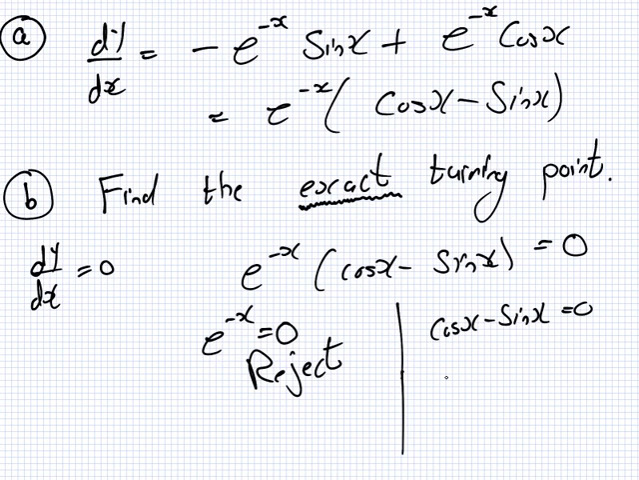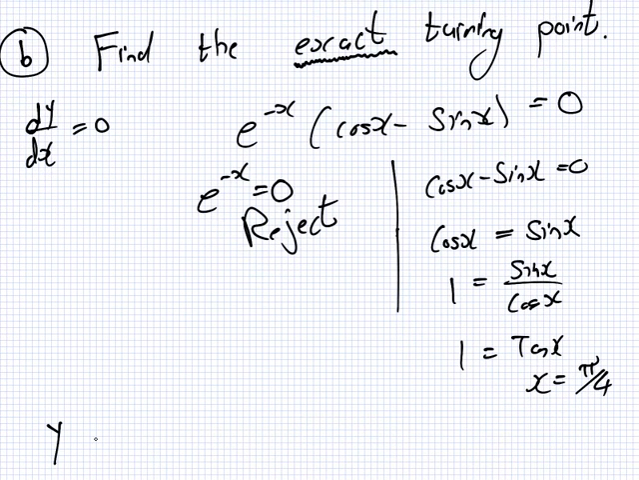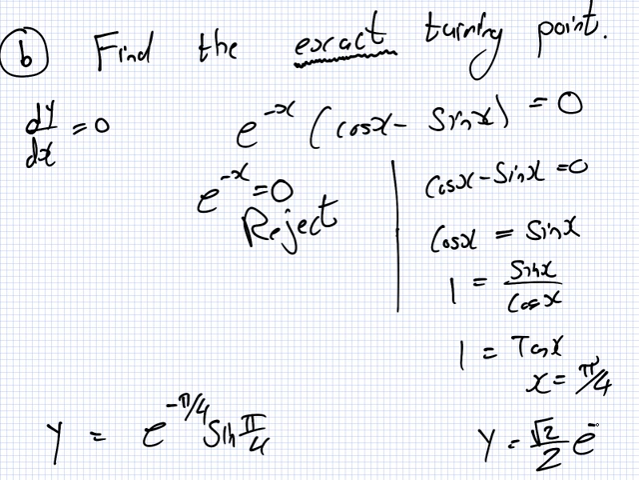So that means we have cos x equals sin x, so 1 equals sin x over cos x. Who remembers what sine over cos is? Tan x. So then x equals tan inverse 1, which is pi over 4. You can put that back in to get the y. So y equals e to the minus x times sine x, which is root 2 over 2 times e to the minus pi over 4. So this is the point here.